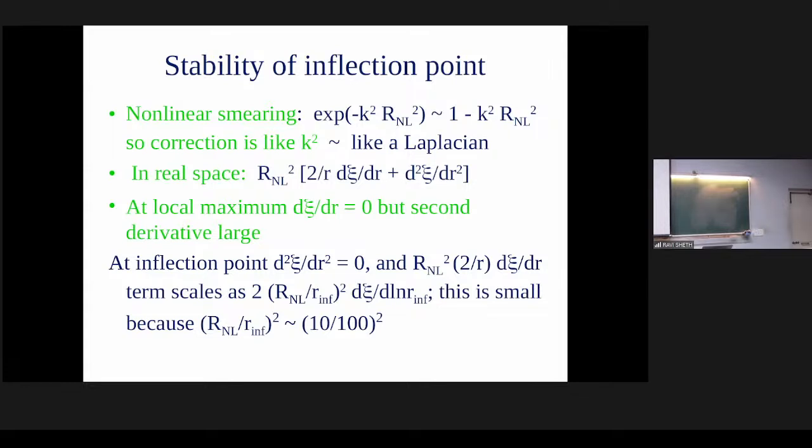Small k means large scale. On BAO scales, we only care about small k. This is a 1 minus k squared. K squared is the Laplacian, right? The Fourier transform of the Laplacian brings down the k squared. So I can ask, what is the Laplacian in real space? I started out with a spherically symmetric function, the pairwise correlation function.